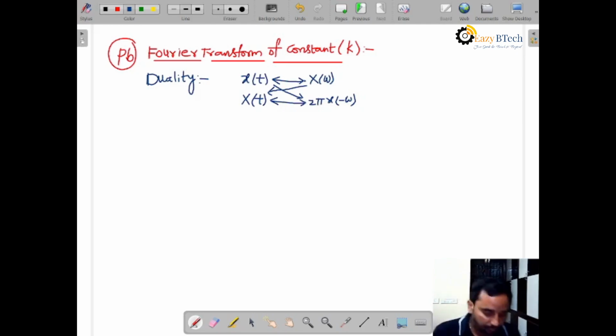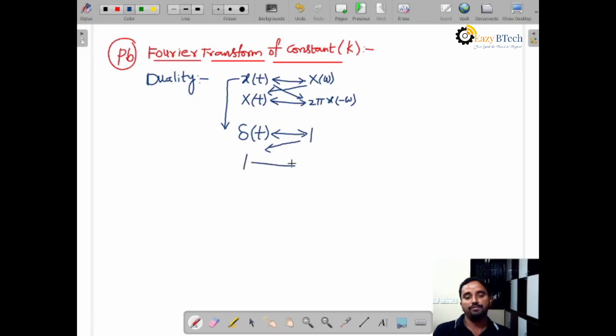Here, in the place of x of t, I am taking delta of t, the unit impulse function. What is the Fourier transform of delta of t? It is 1. Now take the 1 again. According to the duality property, 1 is a constant, so its Fourier transform is 2 pi into delta of minus omega.